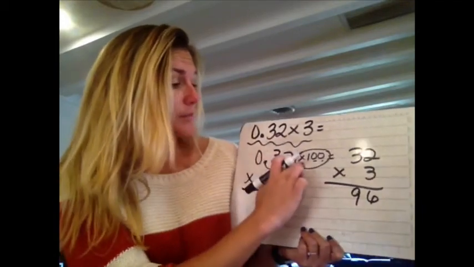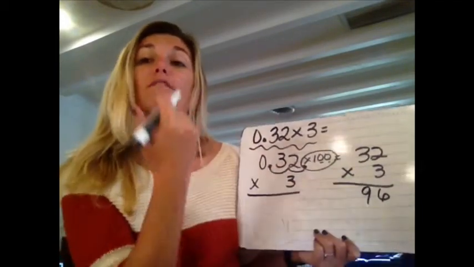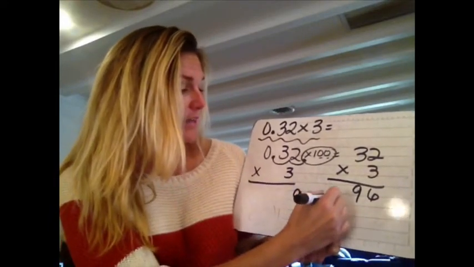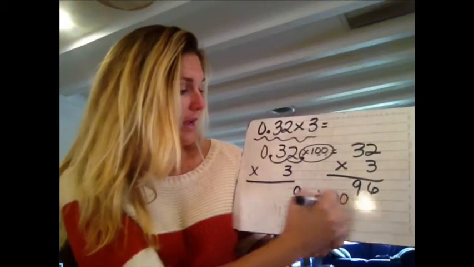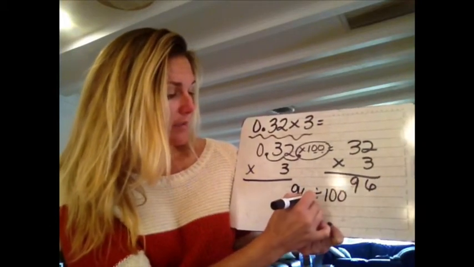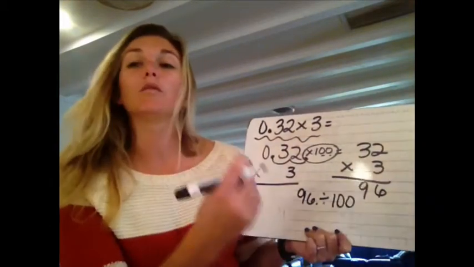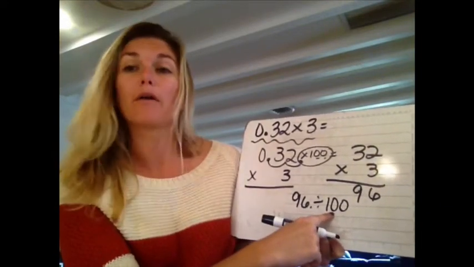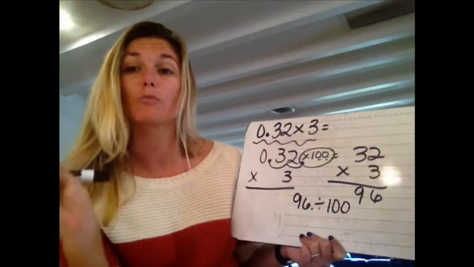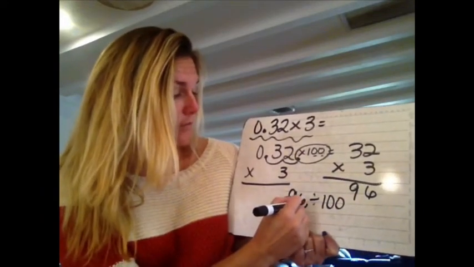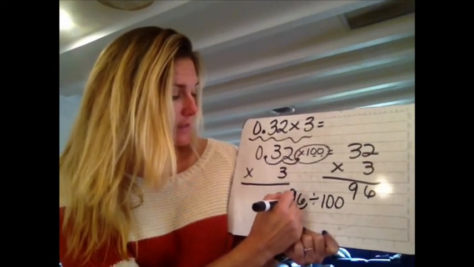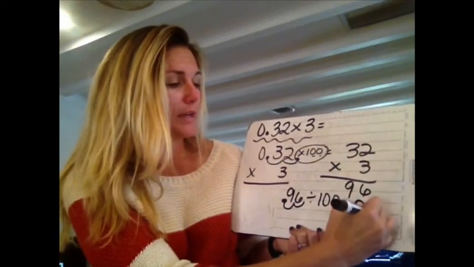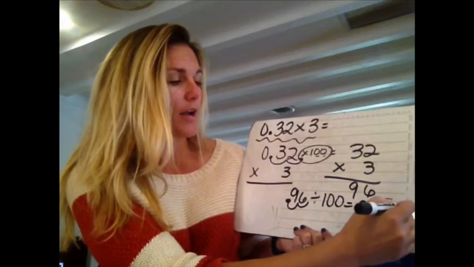So since I multiplied by 100, I'm going to divide by 100. So I think 96 divided by 100. Okay, I have no decimal in sight. Before I moved it to the right, and now I'm going to move my decimal left. Okay, because I'm dividing by a power of 10, it's going to get my number smaller. So I move it 1 place, 2 places. Okay, so 96 divided by 100 would be 96 hundredths.